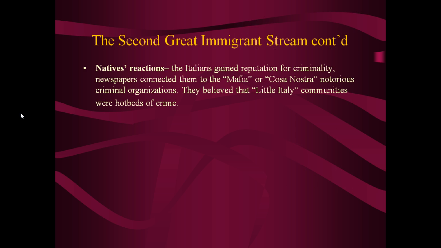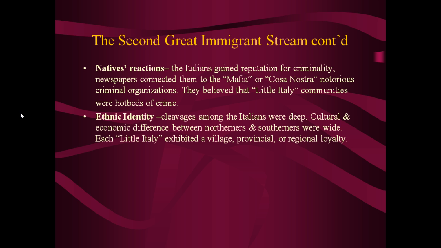In this slide, you will learn about the natives' reactions toward the Italians and their ethnic identity. They were seen as the mafia and the Cosa Nostra. Those were notorious criminal organizations, and they believed that the Little Italy communities were hotbeds for crime. Since the Anglo-Americans did not recognize distinctions between the recent arrivals and those that had come earlier, they treated them all with the same hostility.